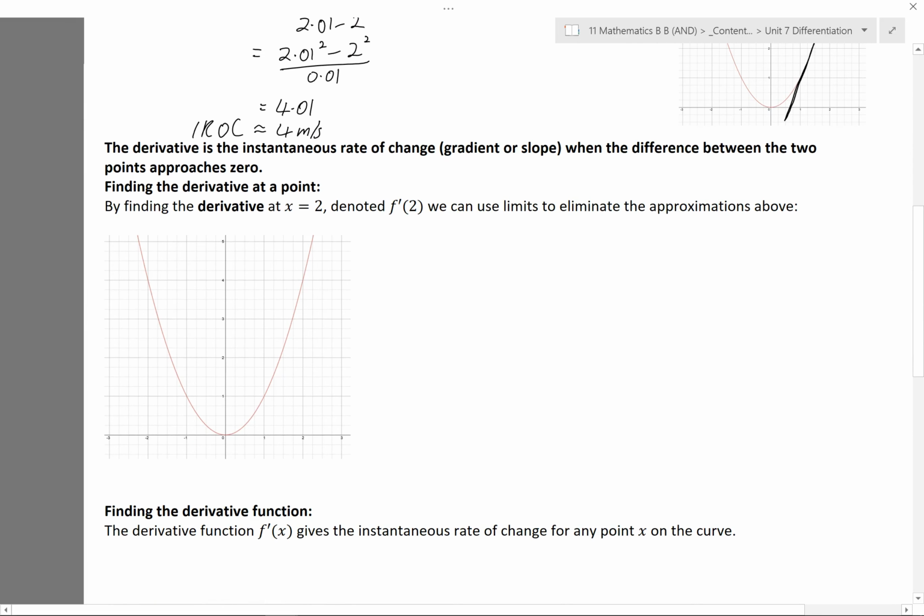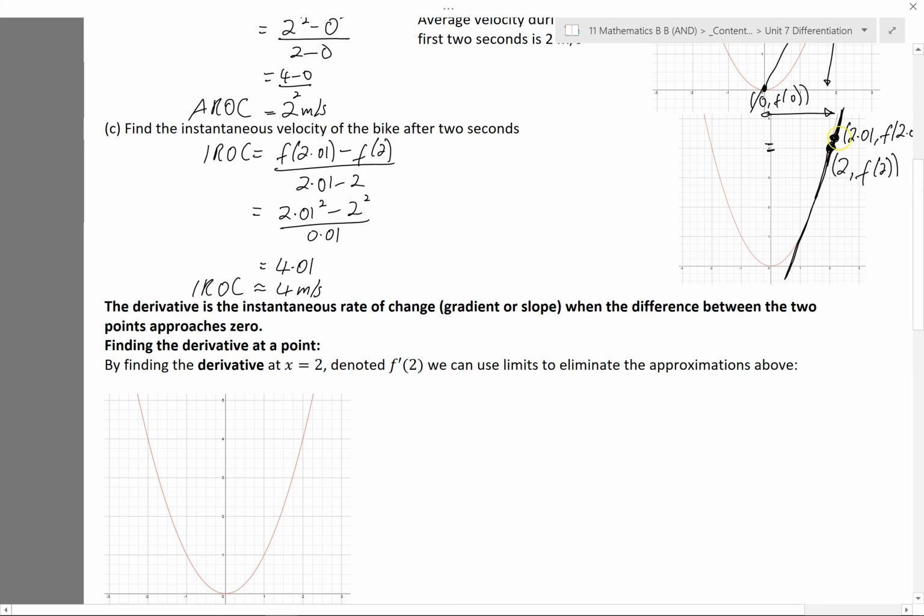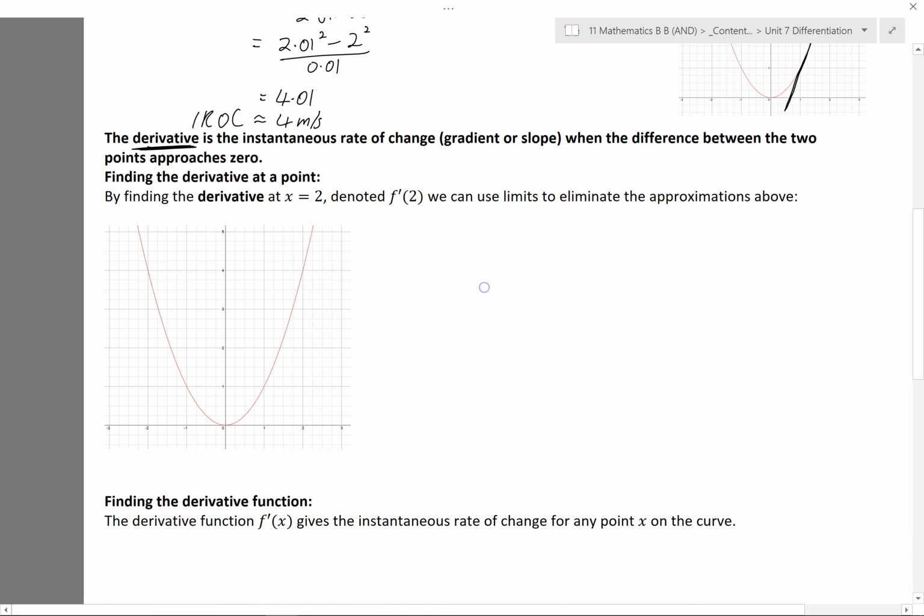Now that we have limits, we don't need to do this thing that felt pretty dodgy of just putting 2 points close together by 0.01. What we can do instead is find the derivative, which is when the difference between the 2 points approaches 0. Whenever we see that word approaches, we should be thinking, this is something involving limits. So I'm going to find the derivative at x equals 2, using this limit idea.